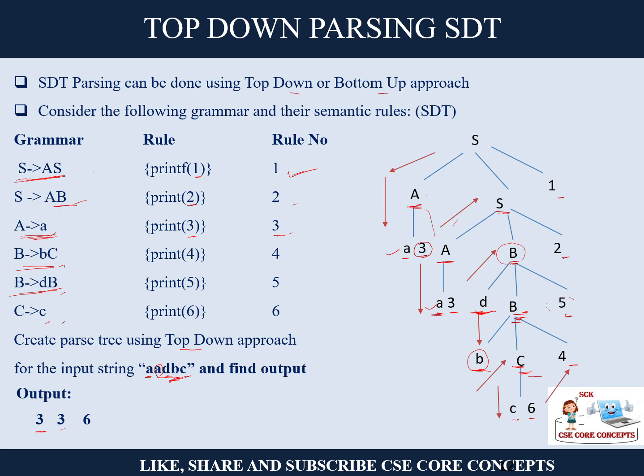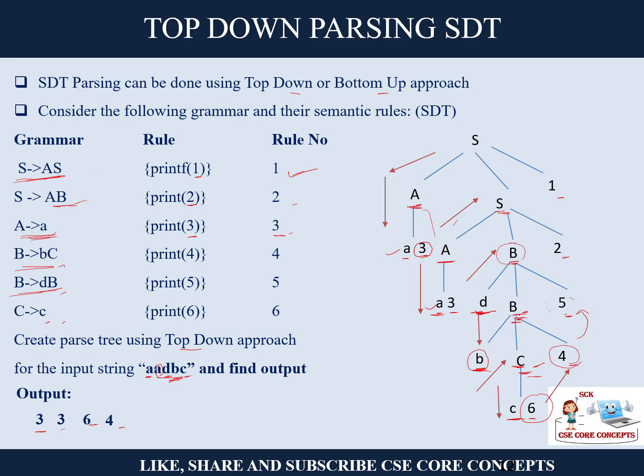Now when C is traversed, it applies rule 6. What is rule 6? Yes, you can apply it, because C has nobody else. So 6 can be applied. So go back. Now since this is traversed, B had already been traversed, so I can apply rule 4. What does rule 4 say? Print 4. Again go back, go up.